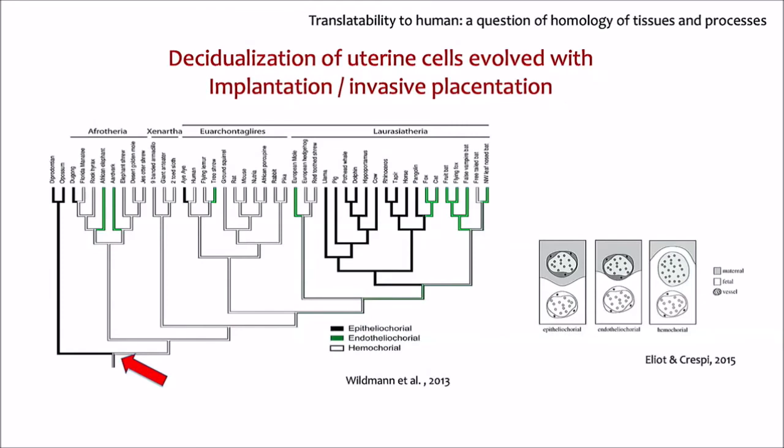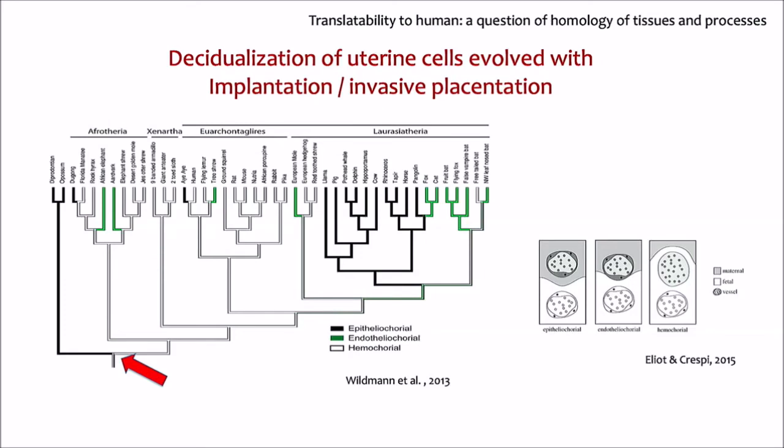At the same time, when implantation evolved and the pregnancy evolved, there was also a strong evolution. So we often talk about placental mammals, but placenta is actually not novel here. What's really novel here is the uterine cell, namely the decidualized cell that we have talked about already, and that is associated with very invasive placentation at the beginning.